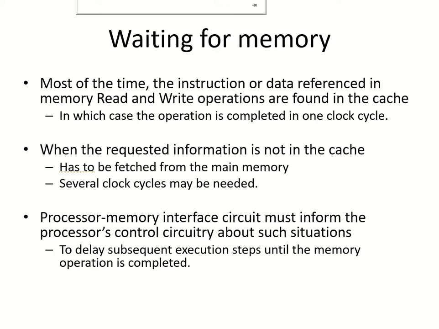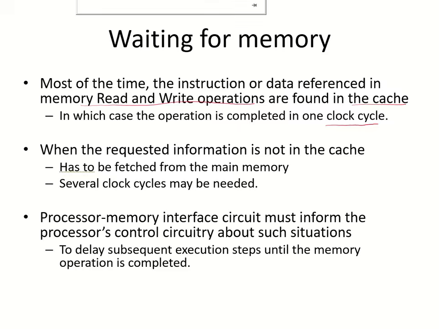When we have been discussing the fetch, decode, execute cycle of an instruction, and if we assume that this cycle can be divided into stages, we assume that each stage is being completed in one clock cycle. So in any stage, if a memory read or write operation is being performed, it is assumed that that particular memory address is available in the cache, and so it can be accessed in one clock cycle.